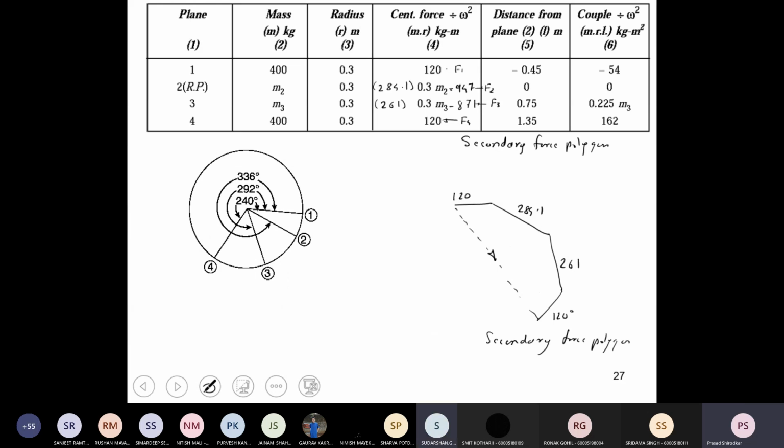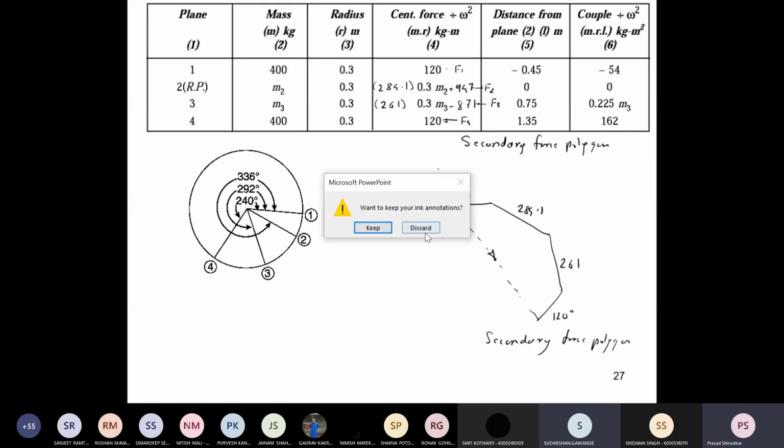Sir, what is the value of M2 you get? M2 is 947. Okay.